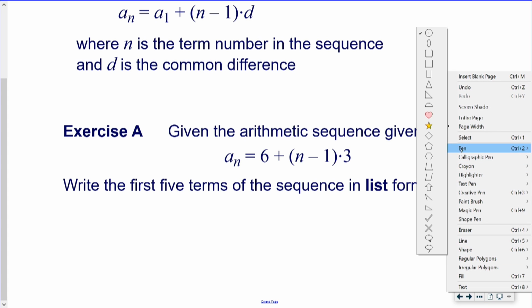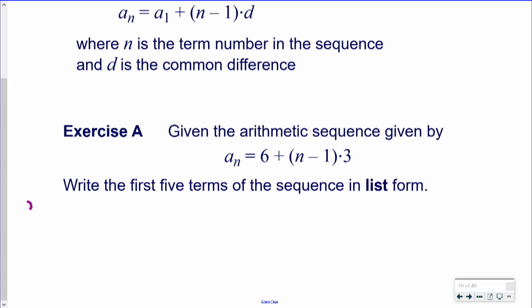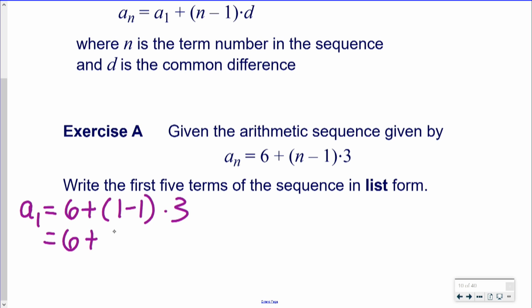So my a sub 1, n is 1. So everywhere I see an n in my formula, I'll replace it with 1. So that'll be 6 plus 1 minus 1 times 3. Simplifying, that's 6 plus 0 times 3. Well, 0 times 3 is just 0. So my a sub 1 is 6.